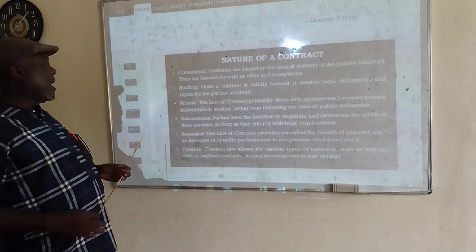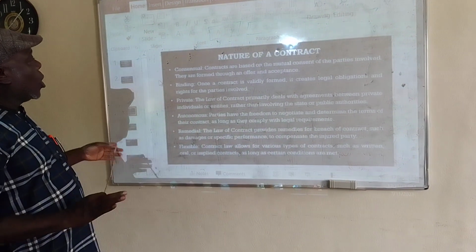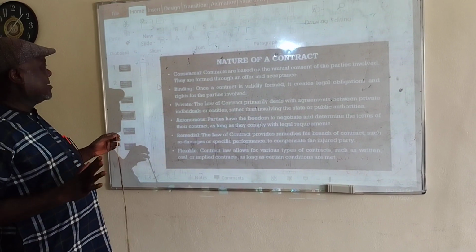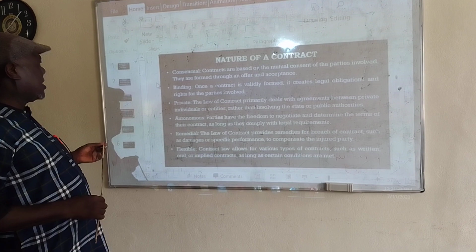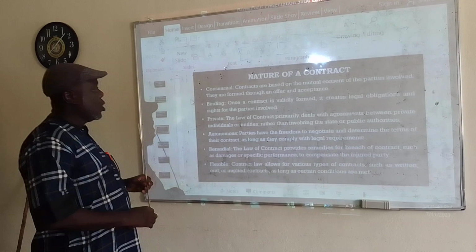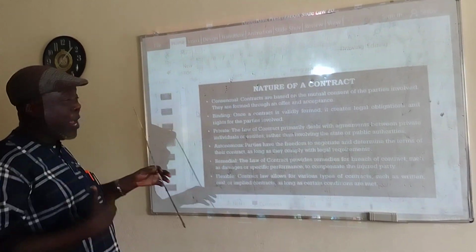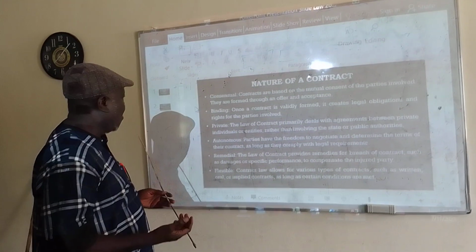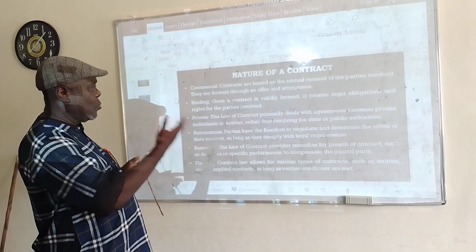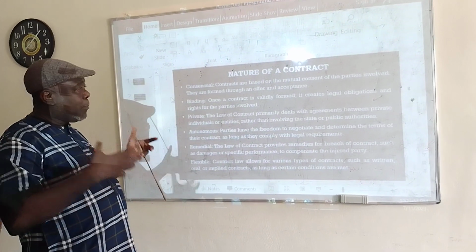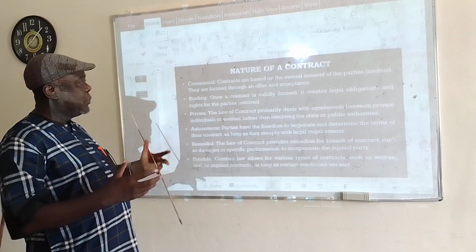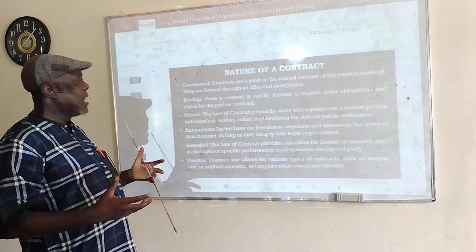Now let us look at the nature of a contract. The contract has certain basic issues, things that we attribute to a contract. One, consensual. We say contracts are based on the mutual consent of the parties involved. They are formed through offer and acceptance. And the Supreme Court has always been saying, we look at one or two of such cases, that parties are bound by their contracts. In effect, parties are free to make contracts, mutual agreements.